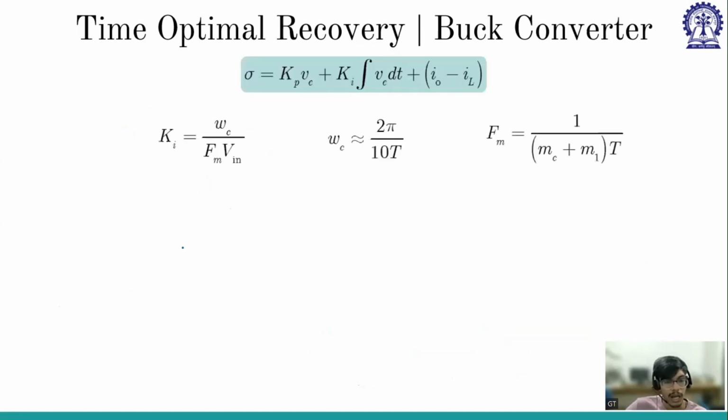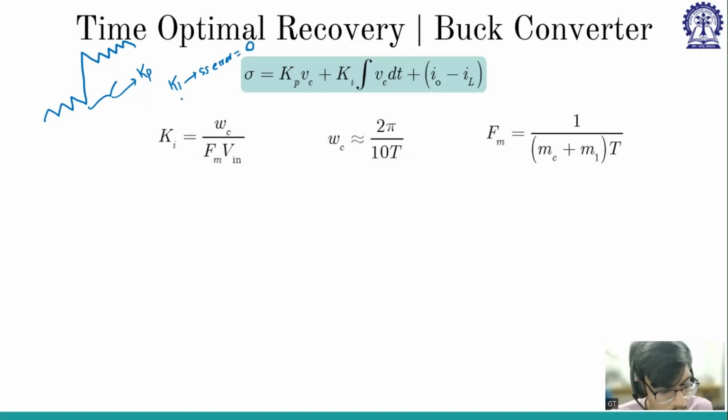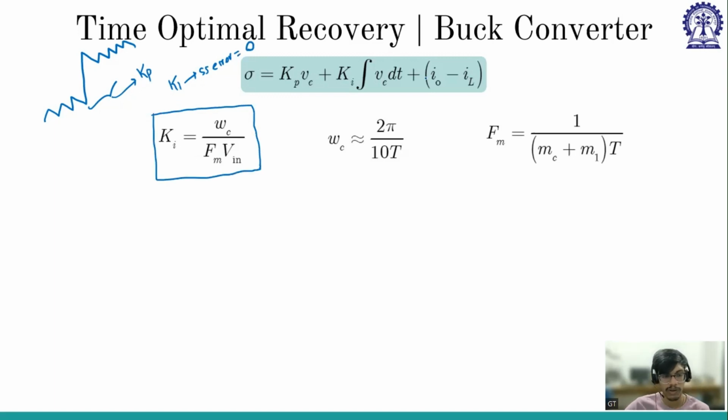Now, in the case of time optimal recovery or transient, say we want our transient response to come like this, right? During this transient response, only KP will be active, because KI is mainly to make the steady state error 0. KI will not affect the transient response. Only KP will affect the transient response. So whatever KI value we are considering over here comes from the small signal. Previously, if you remember, we had the K expression as omega C by Fm into V in, or omega C into V by V in. So this was the expression of KI, and omega C we are considering whatever we got from the small signal, which is 1/10 of switching frequency.